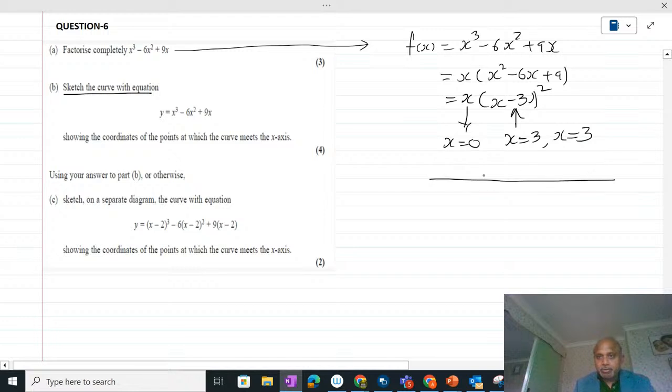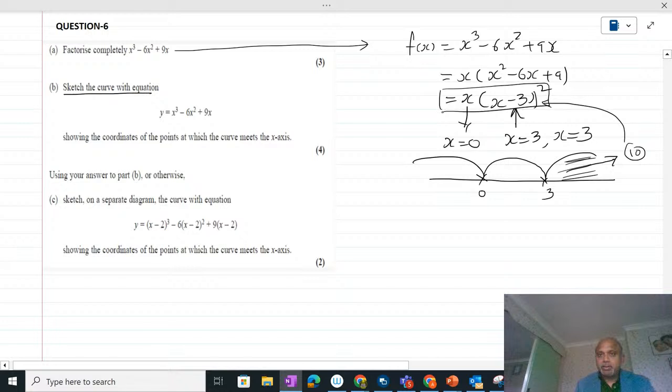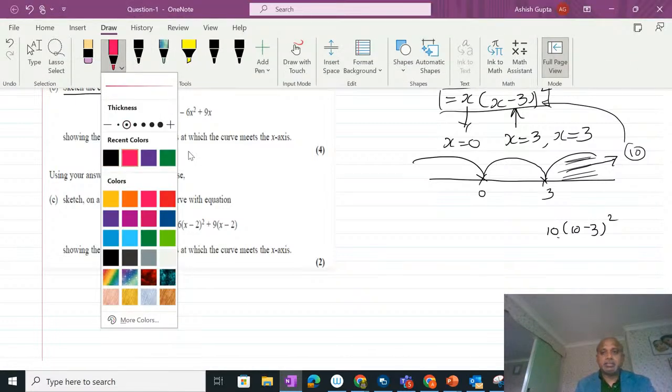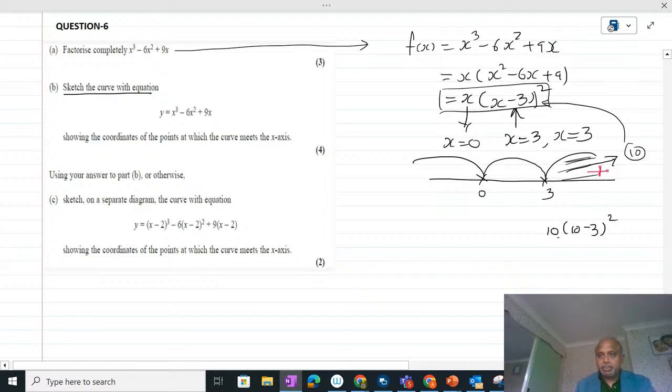Now, they are saying sketch the curve. Again, you write down here 0 and 3. Make the bridge shape diagram. For this area, we are checking. Let's take any number greater than 3. So our favorite number is 10. Put 10 in this equation, replacing x with 10. Anyway, it is coming positive, right? So let's write down here positive.